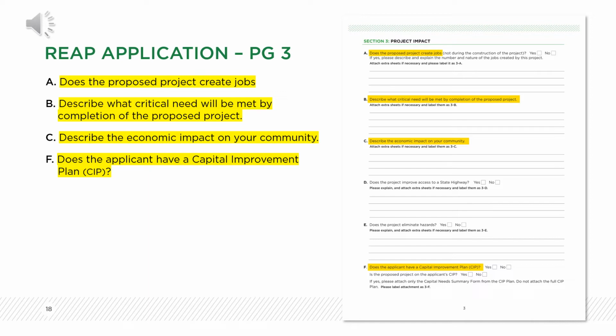We urge you to attempt to answer also the following points. In what ways does your project have the ability to create jobs? For example, a better equipped police station ensures order and safety in an area where both businesses and patrons would want to operate. Again, describe what critical need will be met by the completion of the project.